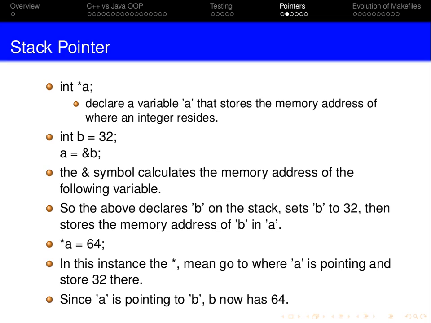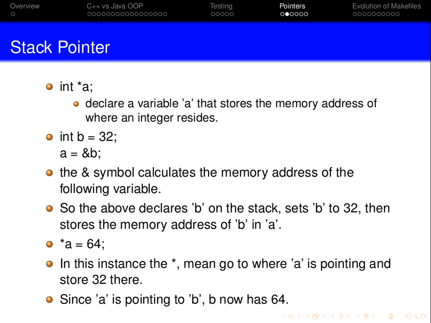Int *A declares a variable A that stores a memory address where an integer resides. I haven't defined what that integer is or where it's located. I'm just defining a variable named A that's going to point to an integer somewhere. Int B actually creates B. Where does B reside? The stack. Set it to 32. And then what does the next line do after int B equals 32?